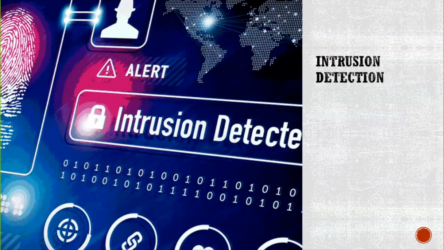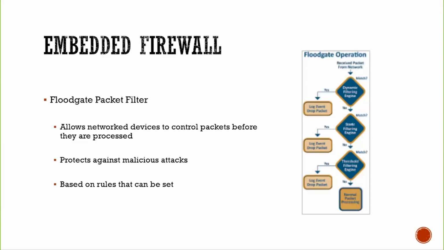Intrusion detection. Lastly, we can implement an intrusion detection system to control the flow of the network traffic. In this example, we implement an embedded firewall through floodgate packet filtering. These firewalls help protect the flow of packets by either allowing them or blocking them from the entire network. It can allow for the network devices to control packets before they are processed to avoid malicious attacks from entering. This is based on a set of rules that the admin can create. Once the rules are set, these steps follow.